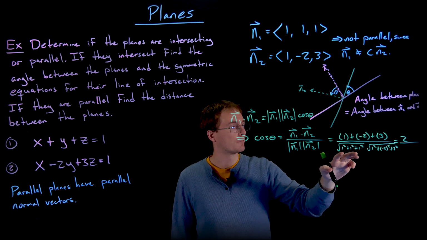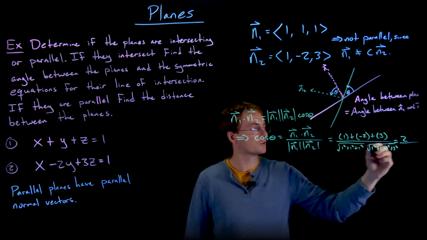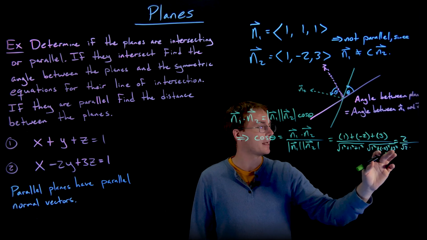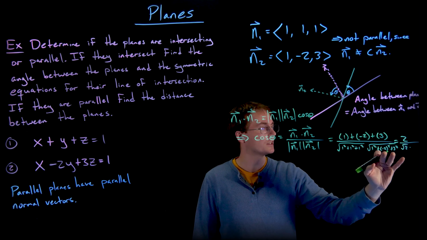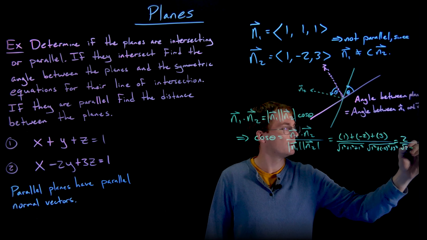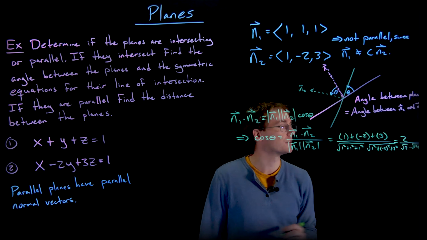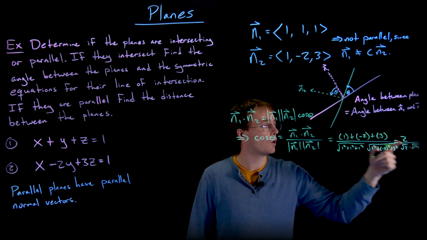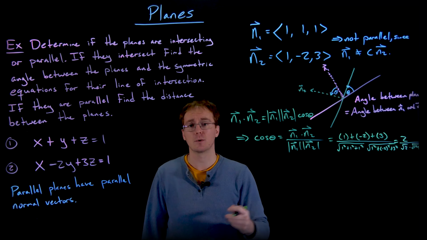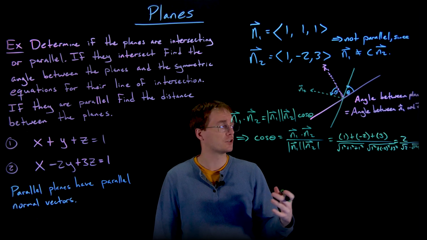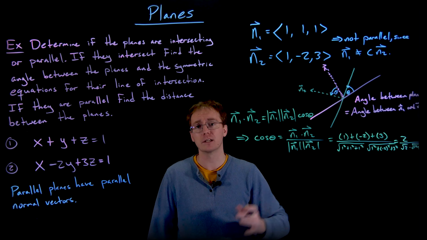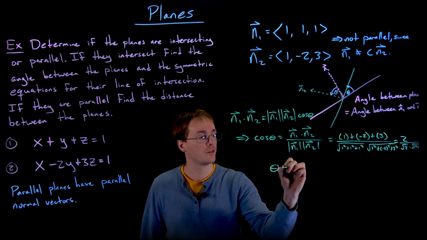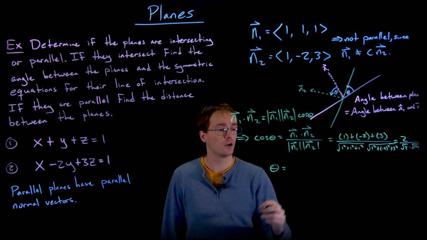Let's see, in our first little square root, we have 1 plus 1 plus 1, which will give us the square root of 3. And then in our second square root, we're going to have 9 plus 4, which is 13, plus another 1, and that'll give us a 14 underneath that second square root. So we know cosine of theta is equal to 2 over the square root of 3 times the square root of 14, or we could write that as 2 over the square root of 42. It doesn't matter, it's all equivalent. In order to find our angle theta, though, we're going to need to use our inverse cosine function.